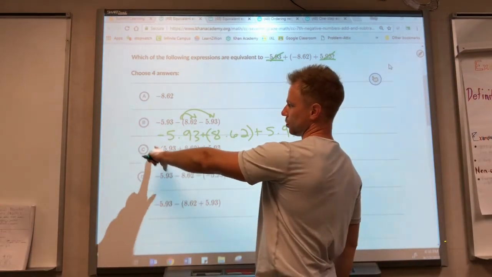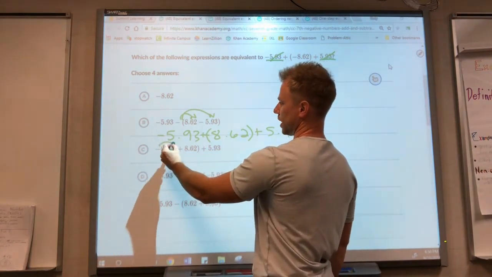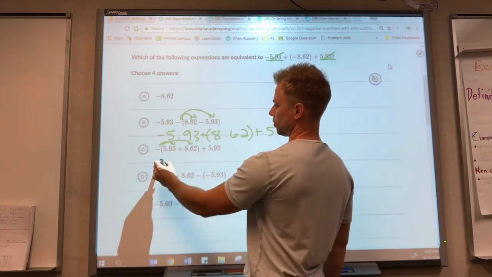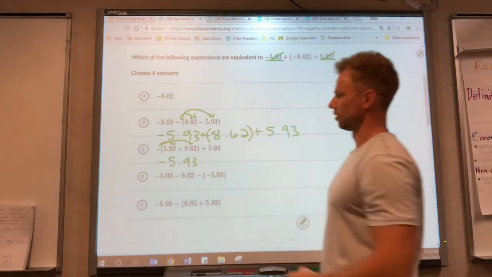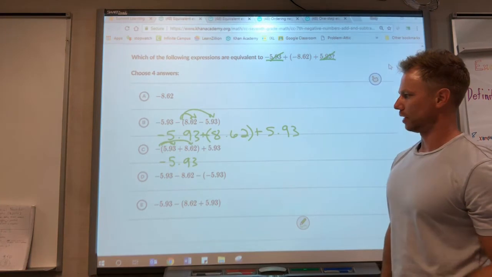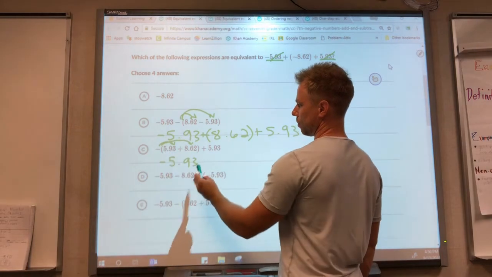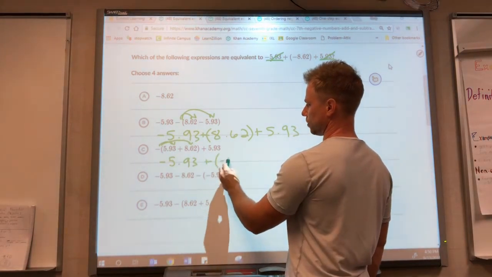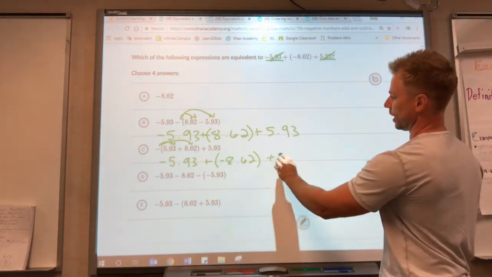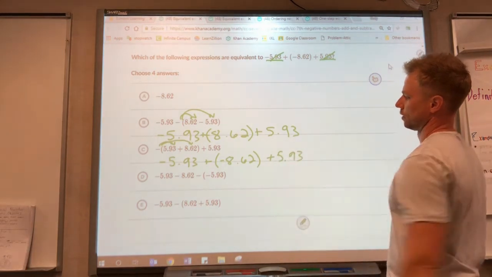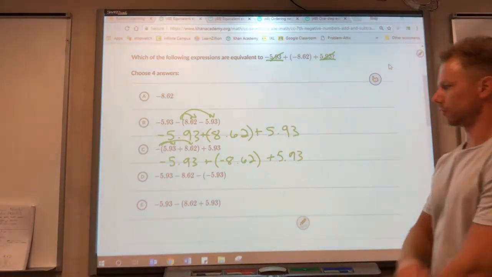Okay, now here, so it is A and B so far. On C, they have a negative in front of parentheses again, which has to be distributed to both of those numbers. So -1 times a positive 5.93, positive and a negative is a negative. That becomes -5.93. This is really a -1 out front times a positive 8.62 becomes a -8.62. And then we have the 5.93 on the end. So that also matches what's up there. So actually A, B, and C so far all match.